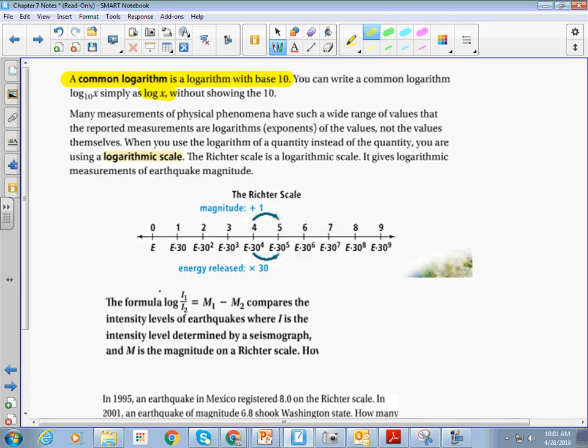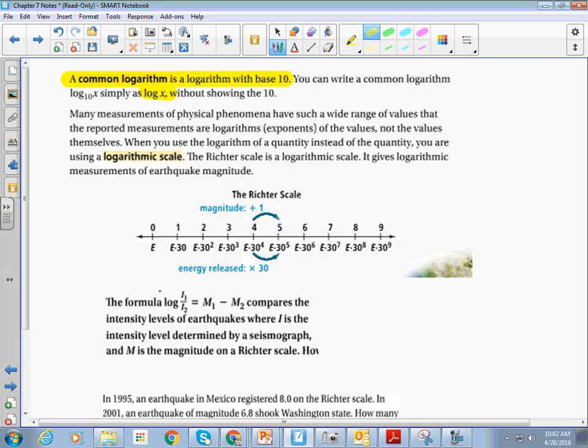Don't write this down, but we're going to talk about it. Many measurements of physical phenomena have such a wide range of values that the reported measurements are logarithms or exponents of the values, not the values themselves. When you use the logarithm of a quantity instead of the quantity, you are using a logarithmic scale. The Richter scale is a logarithmic scale. It gives logarithmic measurements of earthquake magnitude.